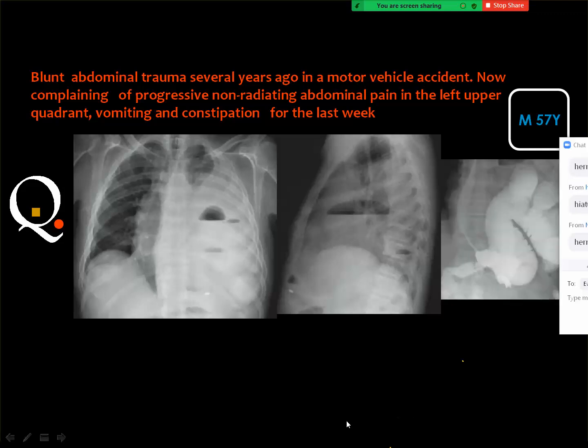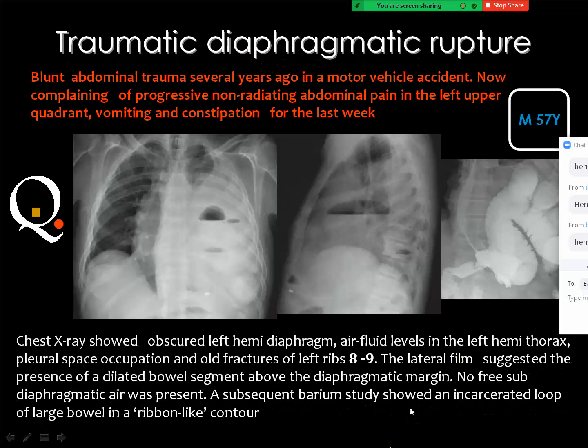Yes, very good. And this is hernia. Because of the history of blunt trauma, you expected that there is some form of diaphragmatic rupture. And consequently, there should be some displacement of the abdominal organs inside the thorax, and this was confirmed by the administration of some oral contrast material.